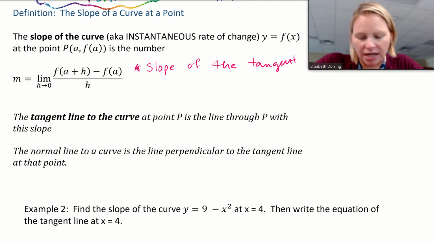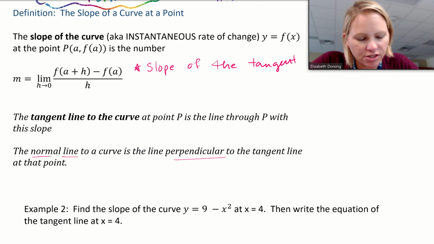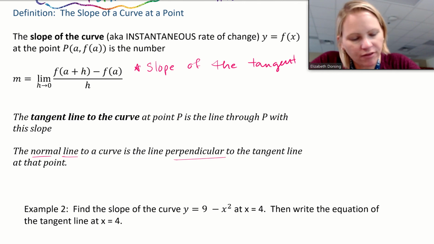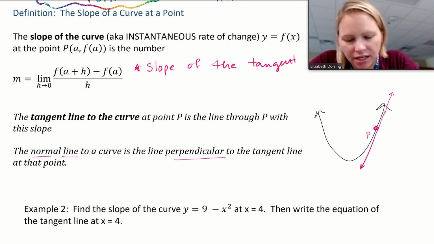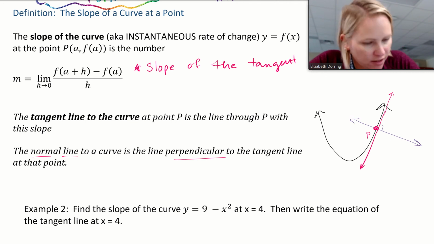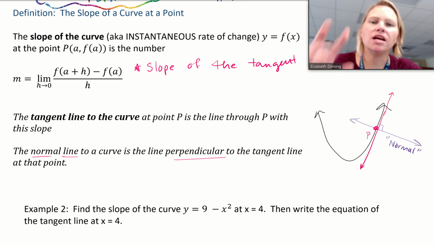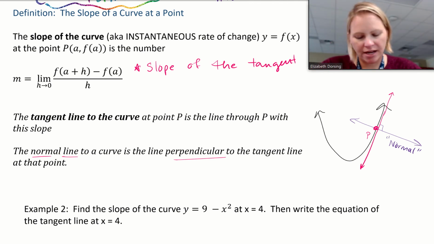A normal line, here's another little definition. A normal line is the line perpendicular to the tangent. So if we have a curve and we have a point P and we have a tangent line to point P, the normal line, this would be the normal. It would be perpendicular. That's what it means in math to be a normal line. It is perpendicular to that tangent line.